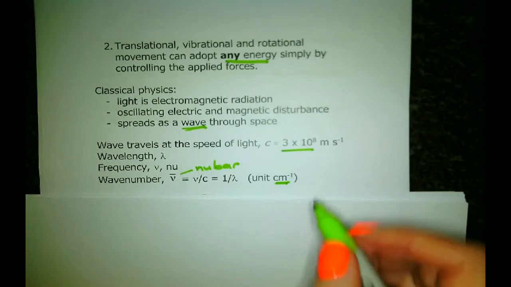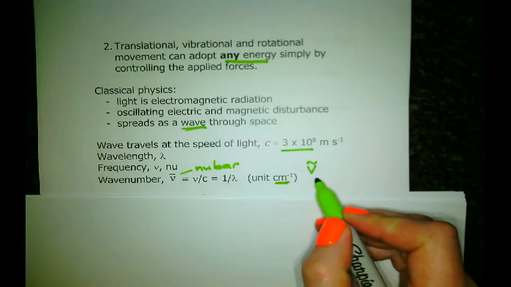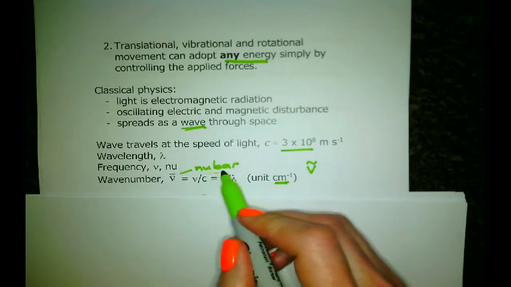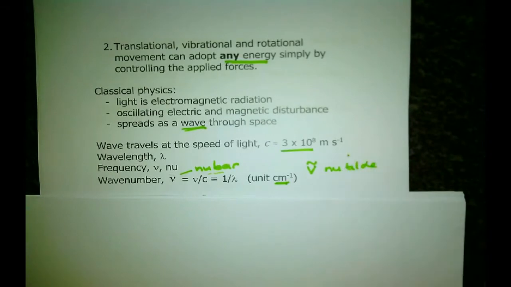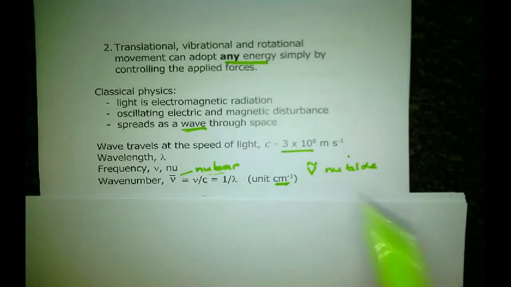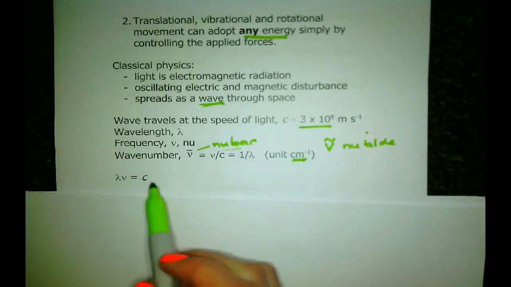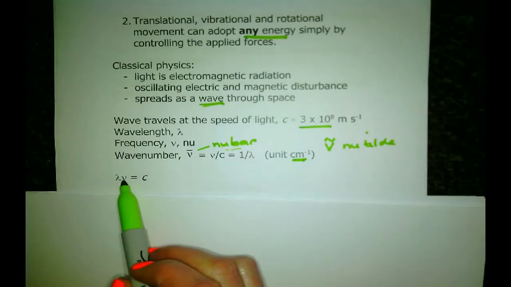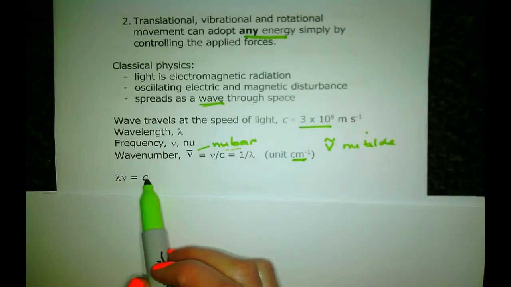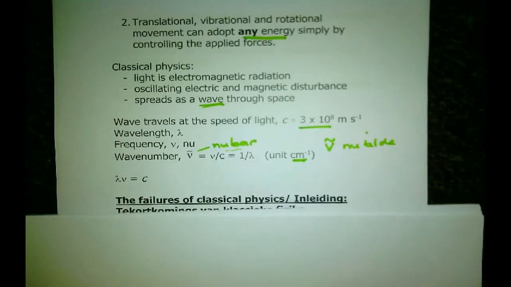You will also notice in textbooks that you sometimes find this symbol for wave number instead of nu bar, and this is called nu tilde. So that squiggly line is called a tilde. You also find this relationship in your data sheet. When you multiply wavelength with frequency, it is a constant, and this constant is the speed of light.